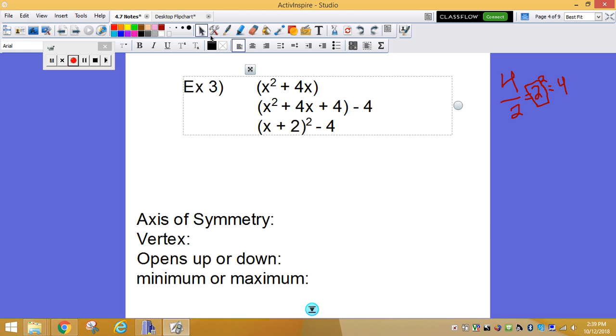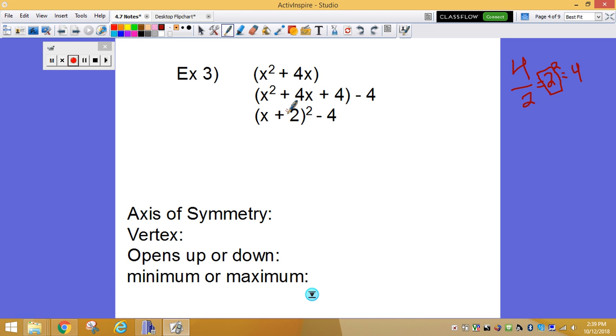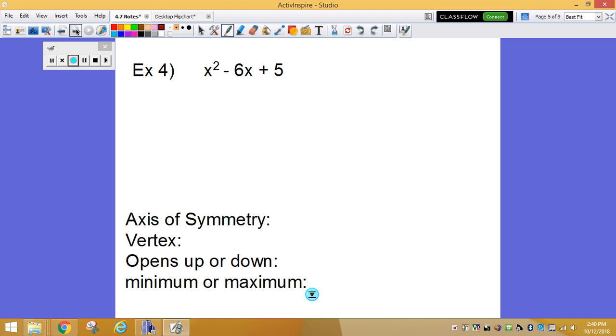So my axis of symmetry, again, remember, if it's going to change to a +2, that means it was actually a -2. My equation was -2. My vertex is going to be at -2, -4. There's no number out here, so it's really a 1, which is positive, which means it opens up, and it is a minimum. All right, next question.